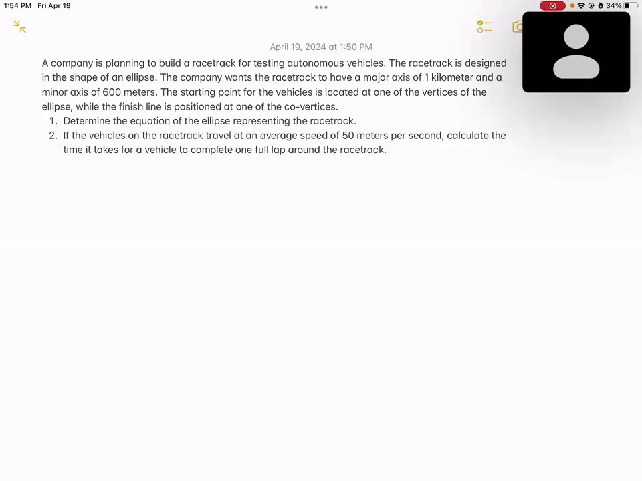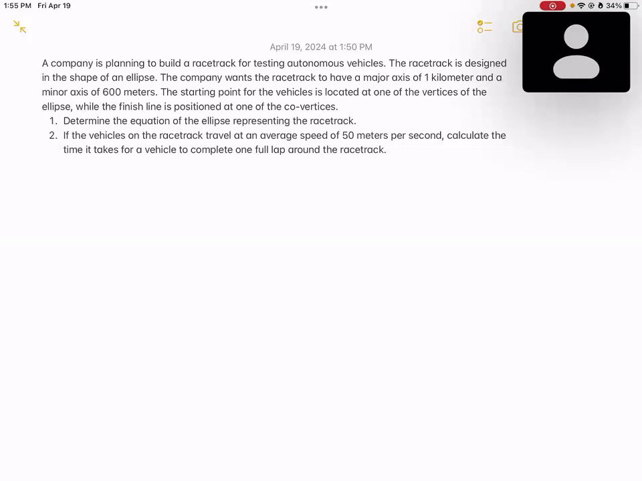A company is planning to build a racetrack for testing autonomous vehicles. The racetrack is designed in the shape of an ellipse. The company wants the racetrack to have a major axis of 1 km and a minor axis of 600 meters. The starting point for the vehicles is located at one of the vertices of the ellipse, while the finish line is positioned at one of the co-vertices.